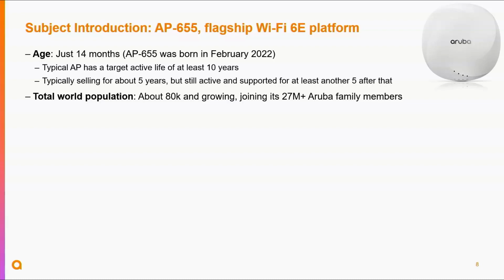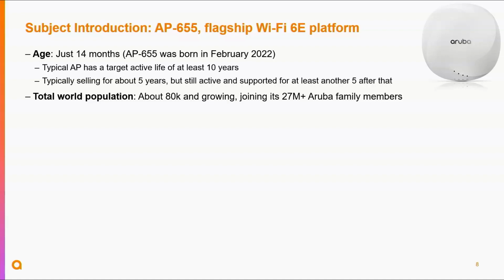The age of my subjects, it's about 14 months old. The AP65 was born in February of 2022. Typical AP, I don't know if you know, but a typical AP, when we design these APs, they have a target life expectancy of about 10 years. We expect them to be in the field selling actively for about 5 years, and then we continue to support them for a minimum of another 5 years. Typically, actually, it's going to be 7, 8, sometimes even more than that. So an AP spends quite some time in the field. The AP655 is a very specialized high-end AP, so there's not a huge amount, but 80,000 of it in the field in those 14 months only is quite respectable.